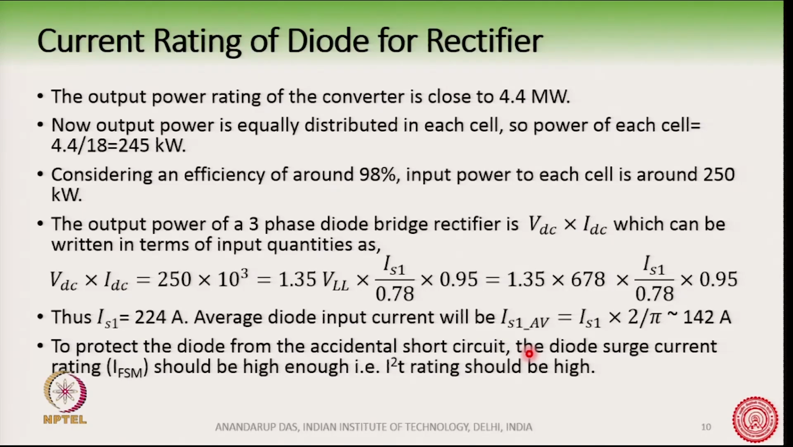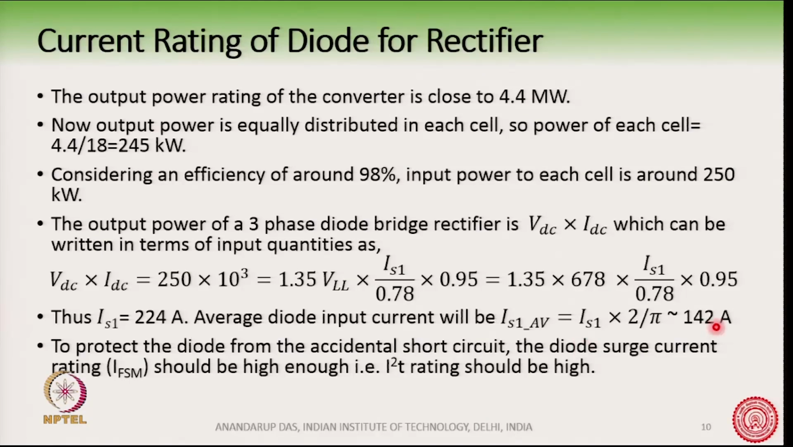You can see this one in any power electronics book, in the rectifier section. The DPF, the displacement power factor, is 0.95. So, by substituting these values here, we get that the fundamental input current is about 224 ampere, and the average diode input current will be 2 by pi times this IS1, that is about 142 ampere. So, this is the IF average, the average diode current, 142 ampere.